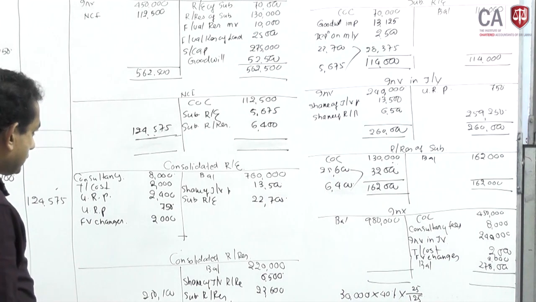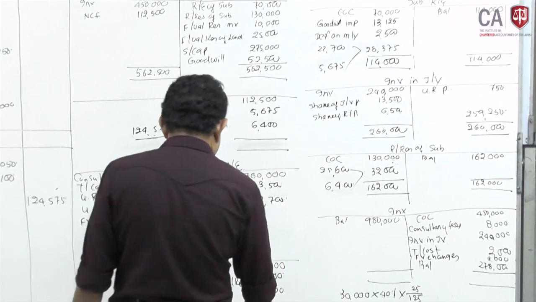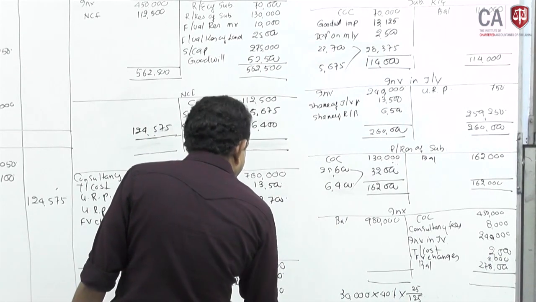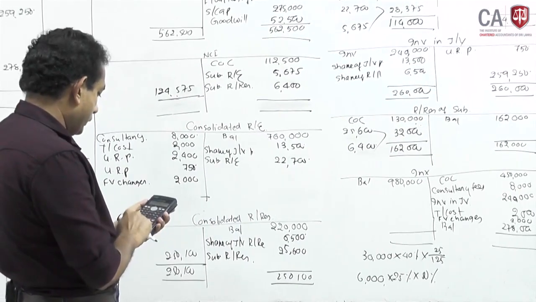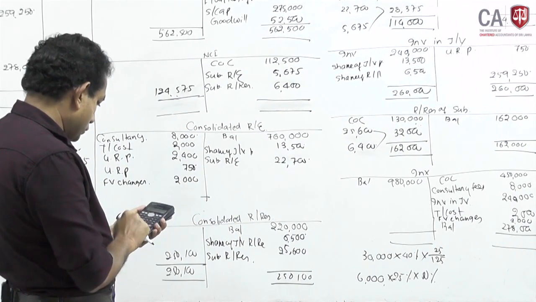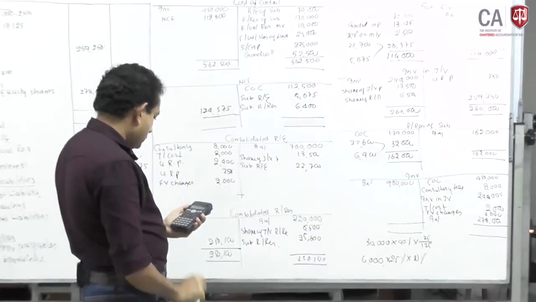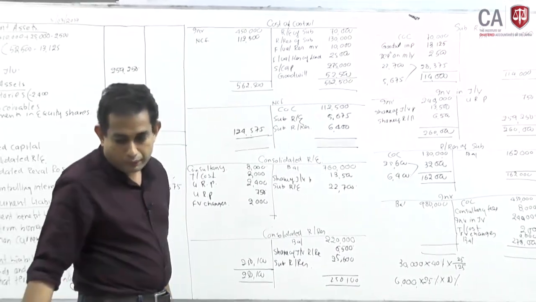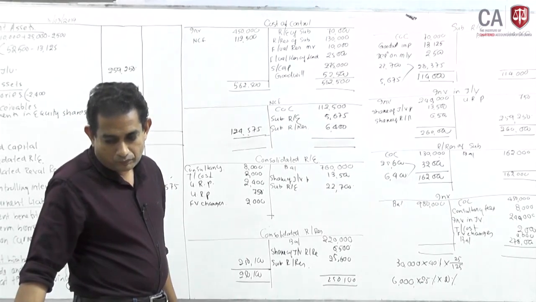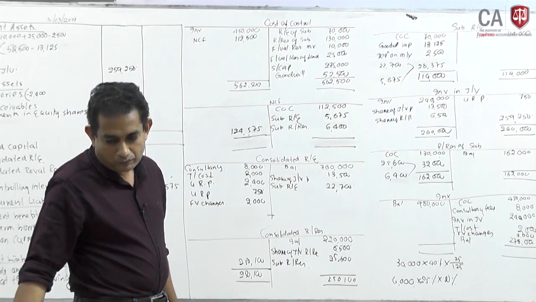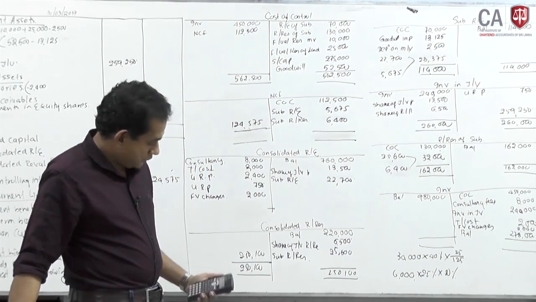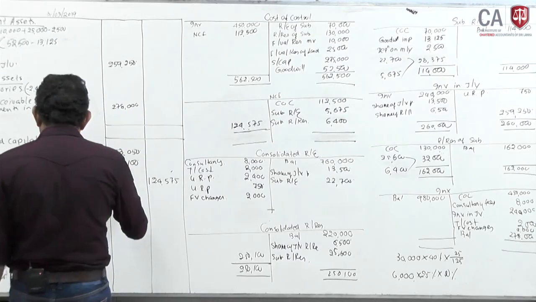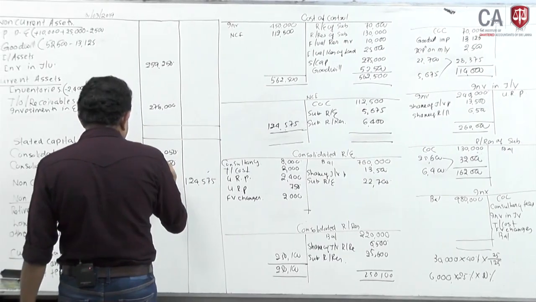Consolidated revaluation reserves: this has to be 25,600 plus 6,005 plus 220,000, which gives 252,100 revaluation reserves.